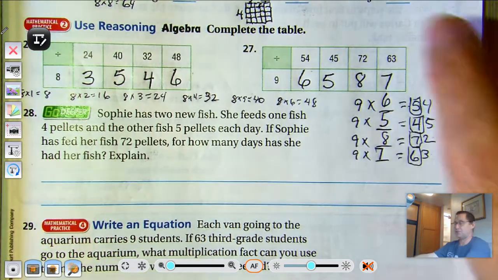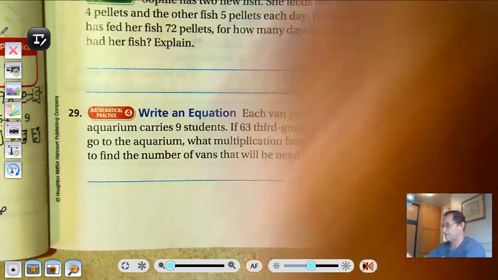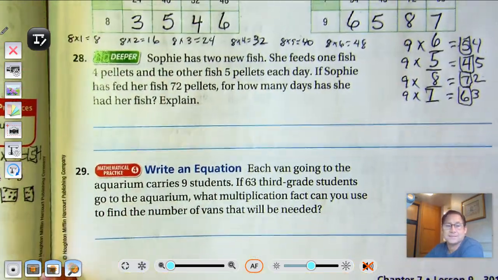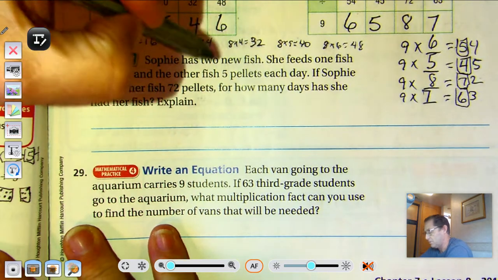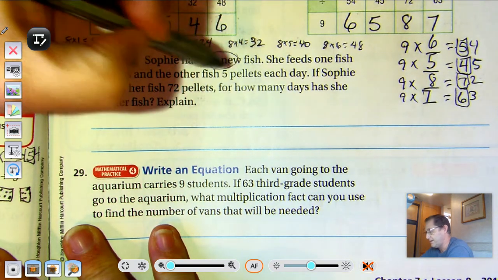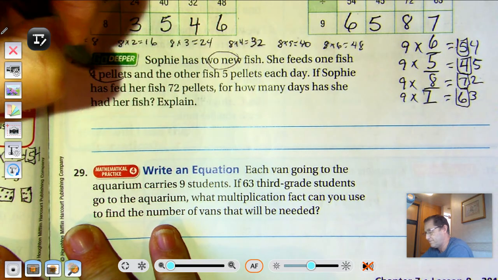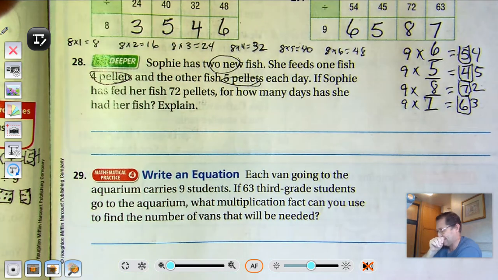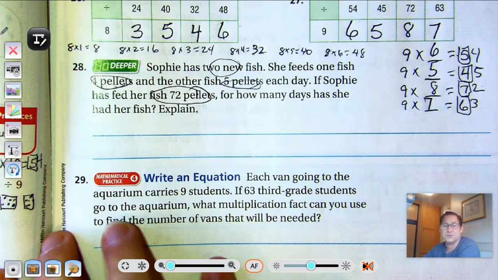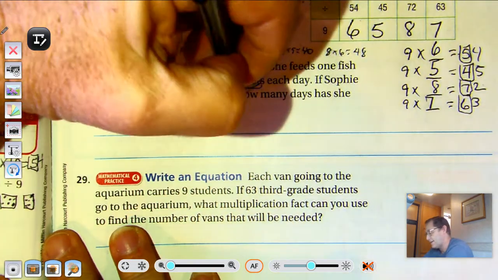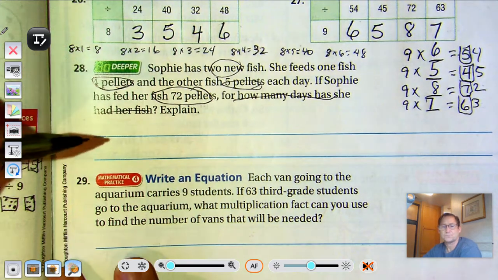All right, 28. Sophie has 2 new fish. She feeds one fish 4 pellets and the other fish 5 pellets each day. If Sophie has fed her fish 72 pellets, for how many days has she had her fish? All right, so she has 2 fish. One fish gets 4 pellets, the other gets 5 pellets. She's fed her fish 72 pellets. How many days has she had her fish?